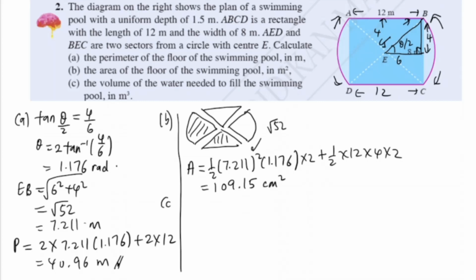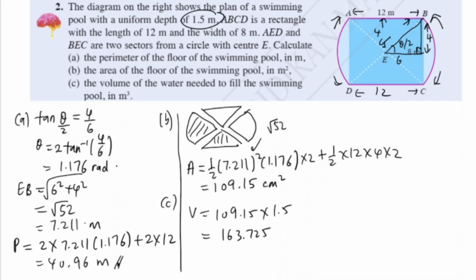Part C, volume of water needed to fill the swimming pool. Very simple. Like I said, a swimming pool is actually a form of a prism. It's a uniform cross section. In this case, your cross section area is this whole thing here. You multiply with the depth of your swimming pool, which is 1.5 meter. So we'll just take the volume here, 109.15 times 1.5.